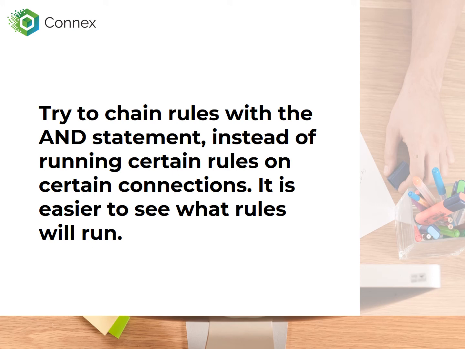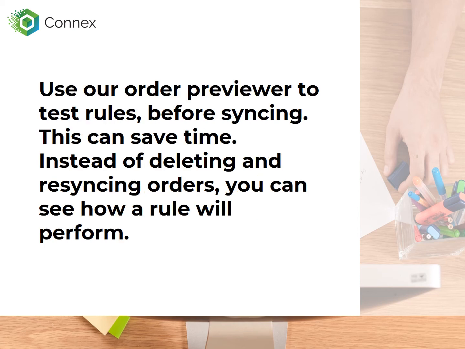Try to chain the rules with an AND statement instead of running rules on certain connections, because it's easier to troubleshoot and it's a lot more intuitive. Using our order previewer, you can test the rules before they sync, and this can save a tremendous amount of time. Instead of having to just delete a bunch of sales and then resync them, you can see how they perform.